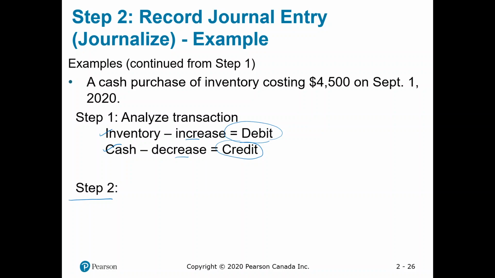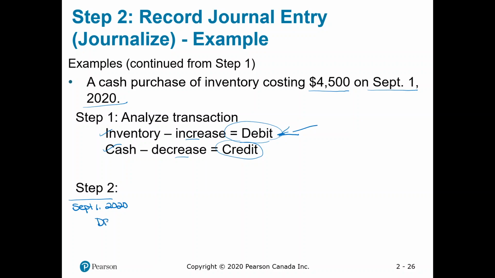And we said here we need these 4 items. So the first thing you need is the date. We'll go through September 1st, 2020. A cash purchase of inventory costing $4,500 on September 1st, 2020. So first we have our date. The next thing we needed was our debit. And we see up here that we're going to be debiting inventory.